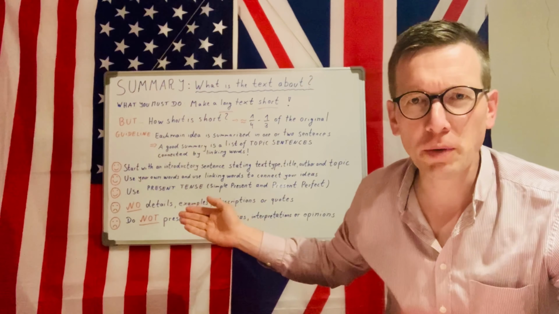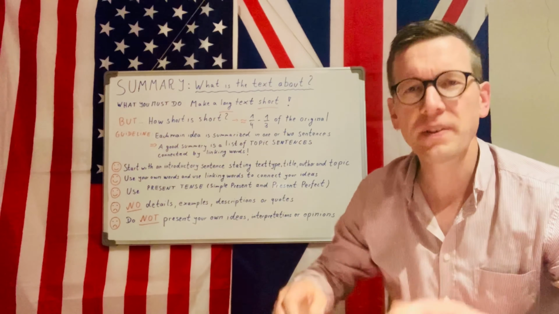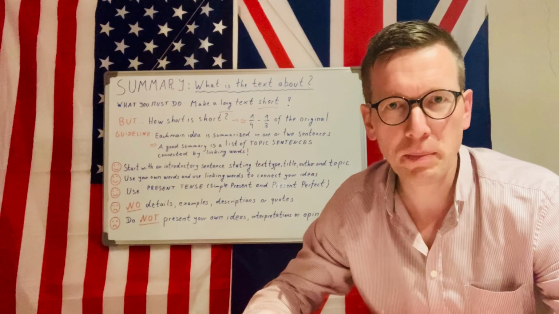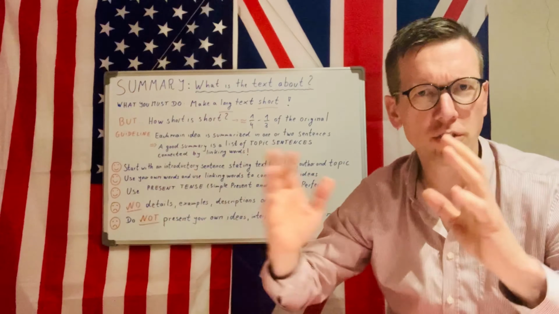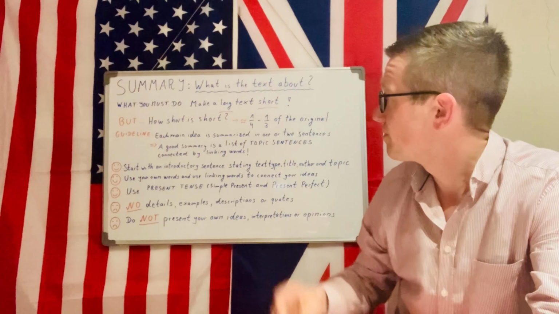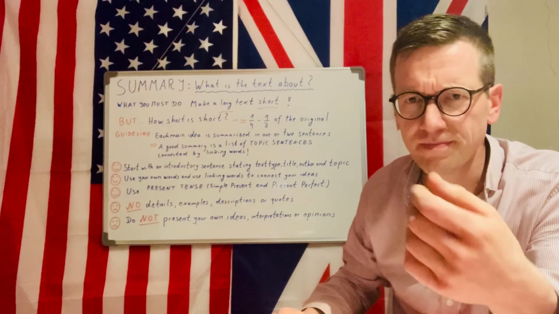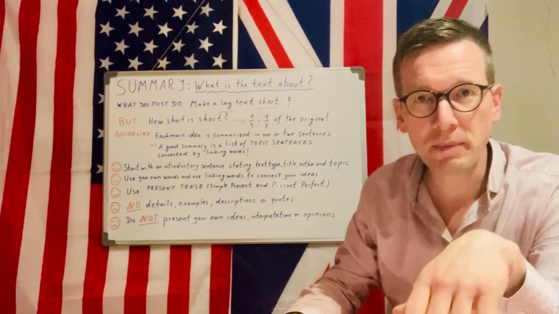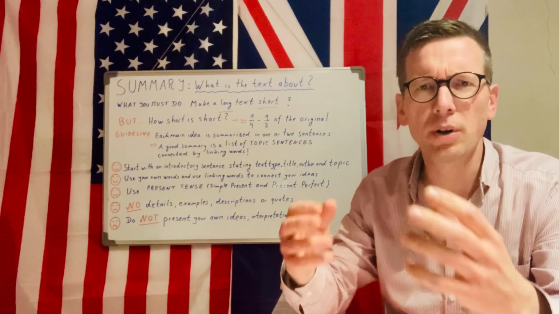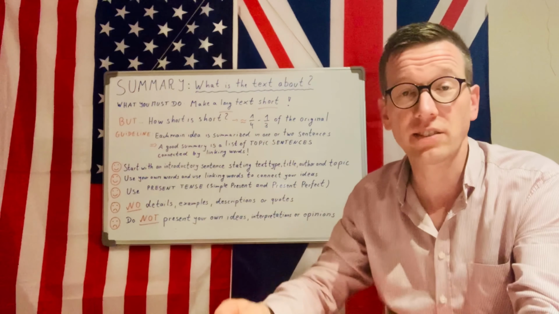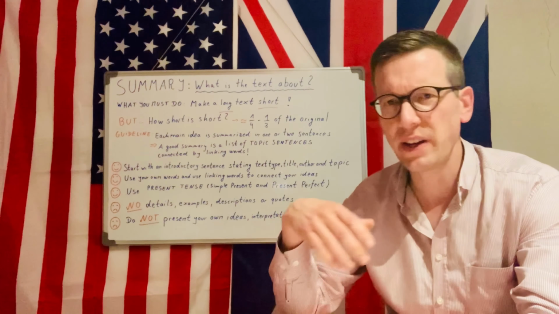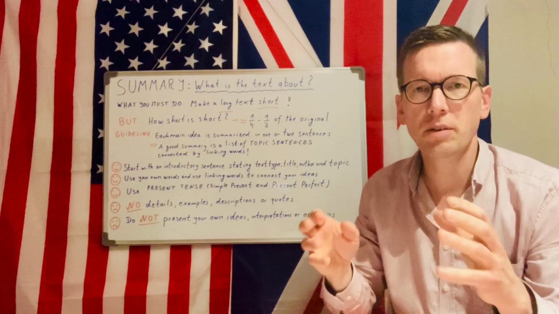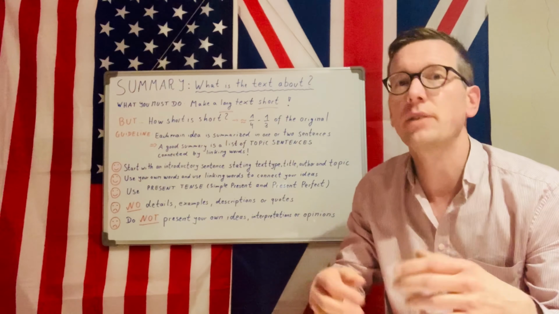Let us take a look at what we have to do when writing a summary. A summary answers the question, what is the text about? So what we must do here is we must make a long text short. Well, the question here of course is, how short is short? Well, as a rule of thumb, you might want to remember this. A summary should be a quarter or a third of the original text. So let us suppose we had a text of 600 words to be summarized. Our summary should vary between 150 and 200 words.